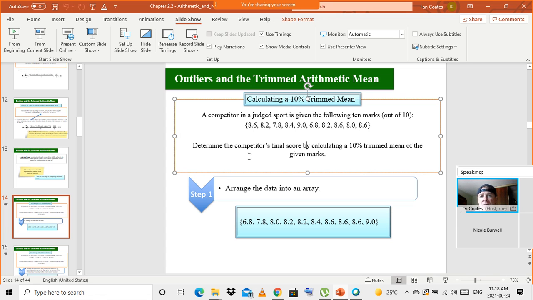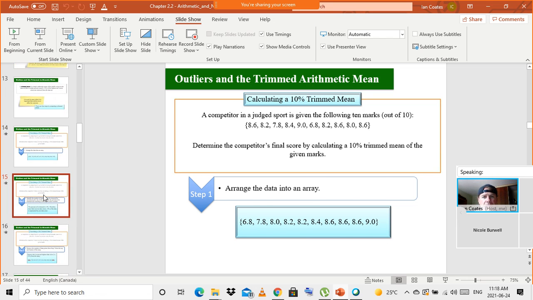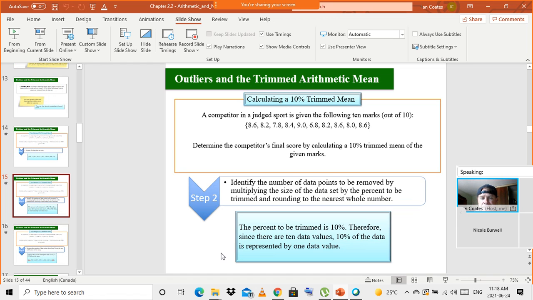Okay, so now we're going to determine what this trimmed mean is. So you want to arrange the data into order, from lowest to highest. Now, identify the number of data points to be removed by multiplying the size of the data set by the percent to be trimmed. So how do I do this? The question asked me to perform a 10% trimmed mean.